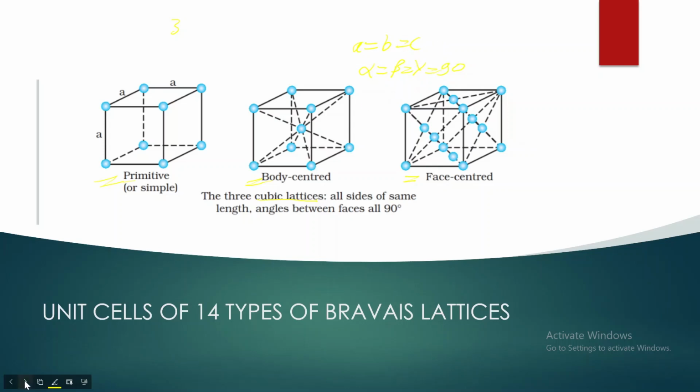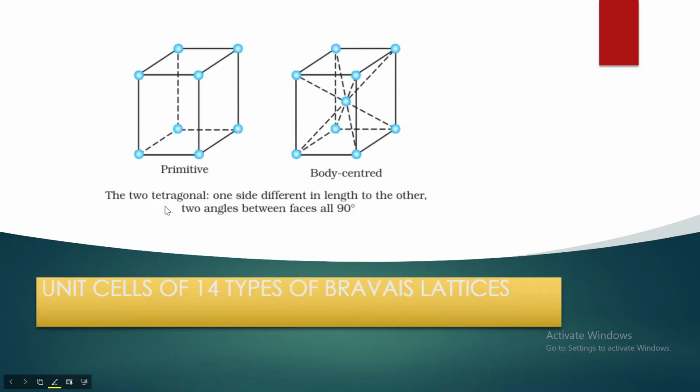Okay. Now the next crystal is tetragonal. There are 2 possible variations: primitive and body centered. Now here side A and side B are equal, but side C is not equal. And if we are talking about the angles, angles alpha, beta, and gamma are equal to 90 degrees.